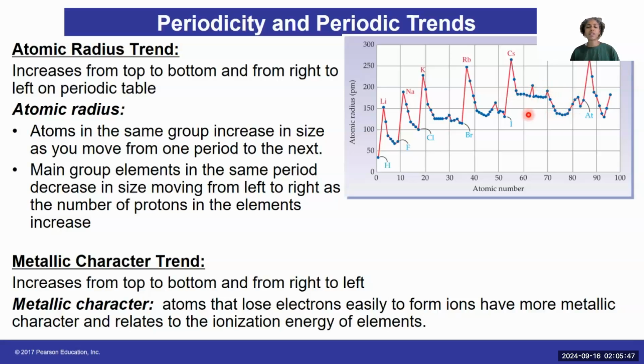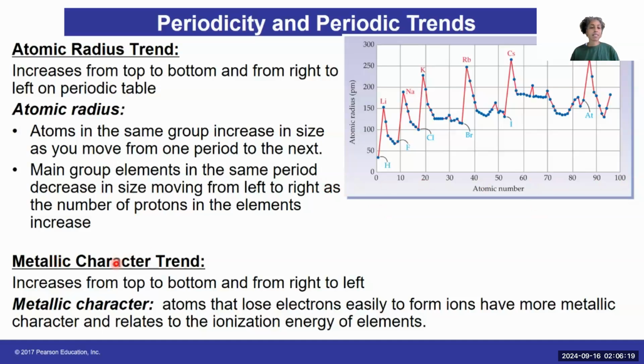Here we're looking at transition metals. There's variability in the size. They can go up and they can go down. It doesn't remain consistent. But when we're looking at the main group elements, we consistently see that as we go across from left to right, the atoms get smaller and smaller.